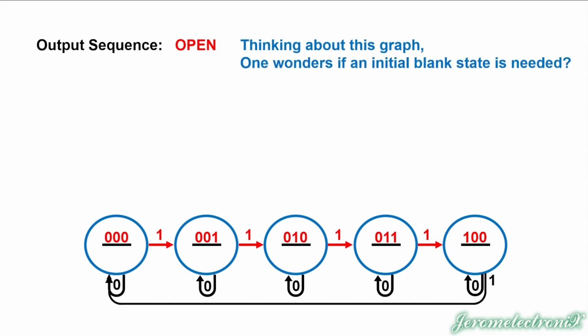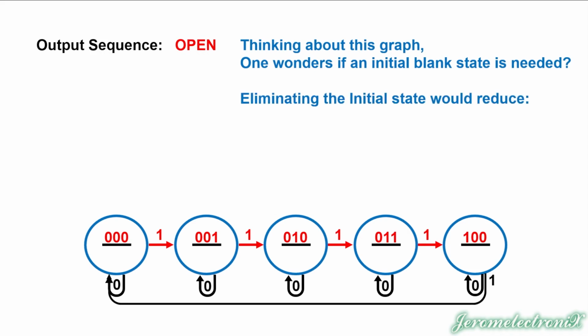Okay. Thinking about this graph, one wonders if an initial blank state is needed. Well, yeah, it's kind of nice when you're spelling the word open and you have a blank before the first letter, because that kind of tells you a word is going to be begun. However, I want to make this easier. If we take off the first state, of course, even though Moore came up with the general idea, we can tweak it if we want.